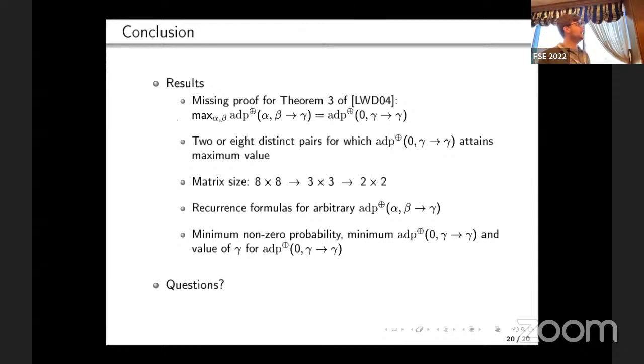What we do is we provide in the paper the missing proof of this theorem 3 of Littmau, Wallen, and Dumas 2004. Also showed you which are the gammas, very briefly, that satisfy this value, how to compute them. There are more efficient ways of doing that. And this minimum non-zero probability is one thing that I quickly skipped over.